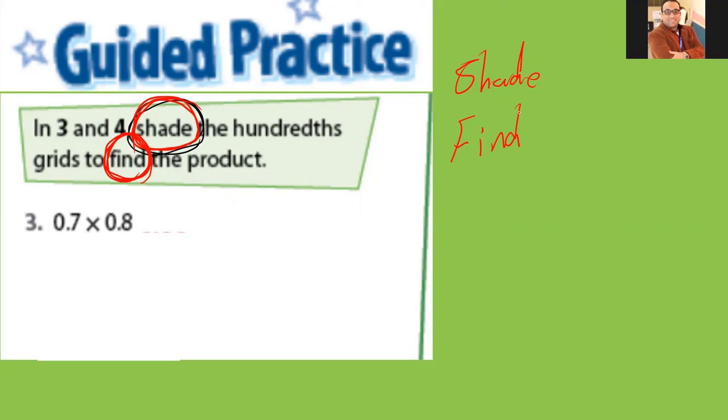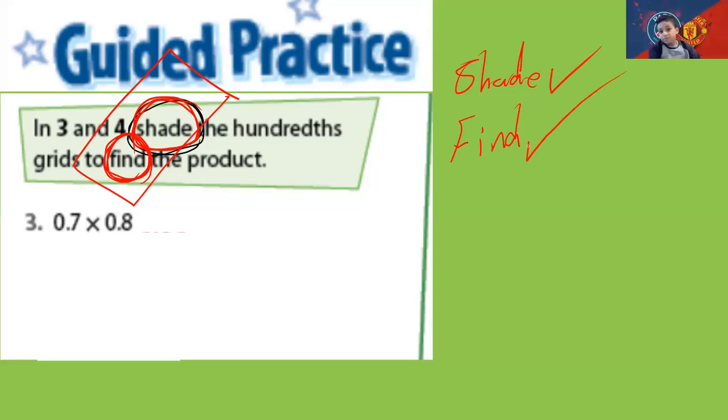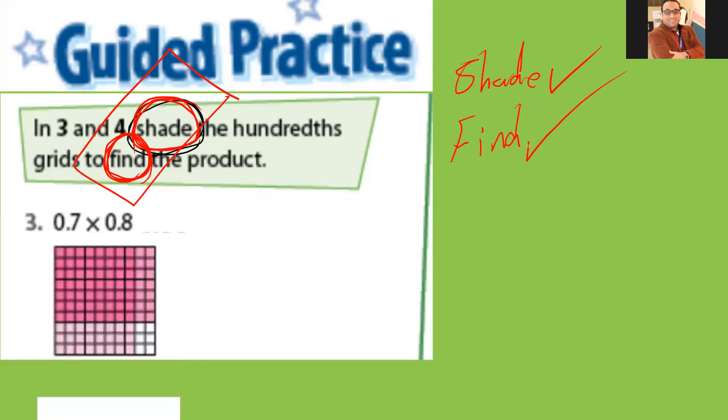But let me inform you, my dear students, when he asks you like that, I know the answer. When we ask you in the same way as this question, you need to do the two steps: shade first, find second, or the opposite: find first, shade second. You are free. So in your opinion, Omar, do you prefer to start with finding or shading first? Shading.